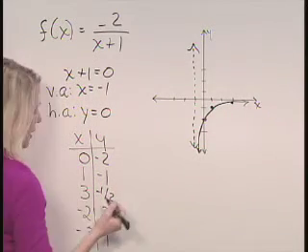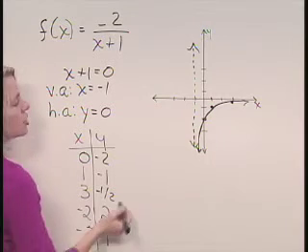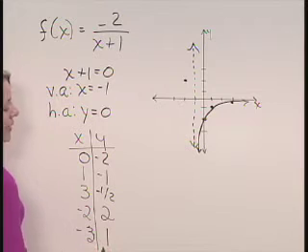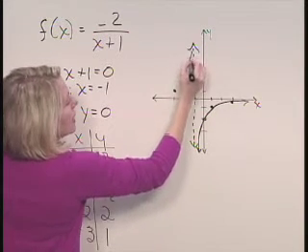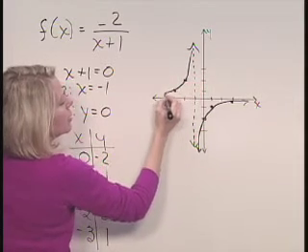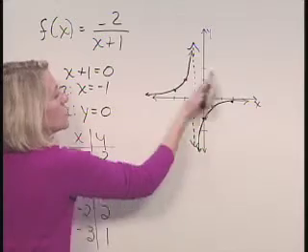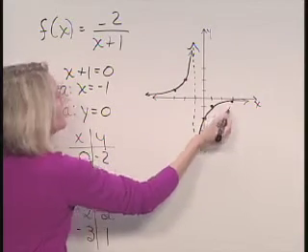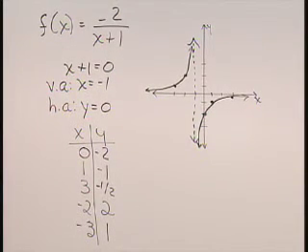not touch them. All right, looking at the last 2 points, I have -2, +2, and the point -3, +1. And once again, I come very close to the horizontal and vertical asymptotes without actually touching them. So this would be the graph, along with the vertical and horizontal asymptotes, of the function f of x equals -2 over x plus 1.